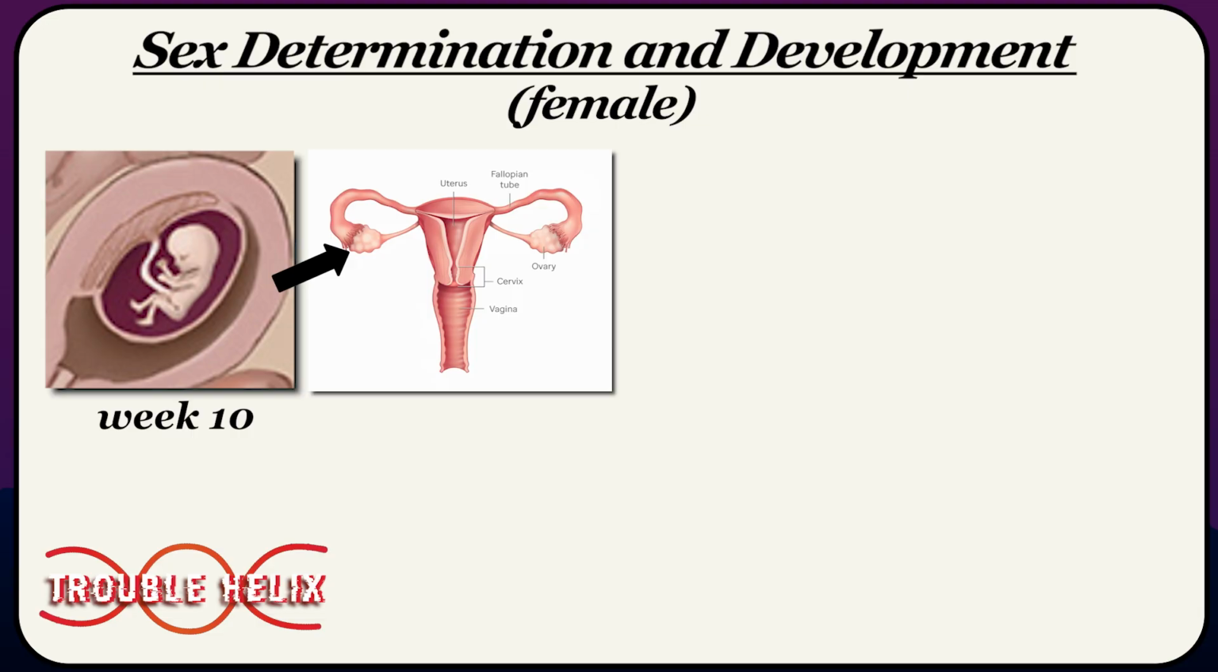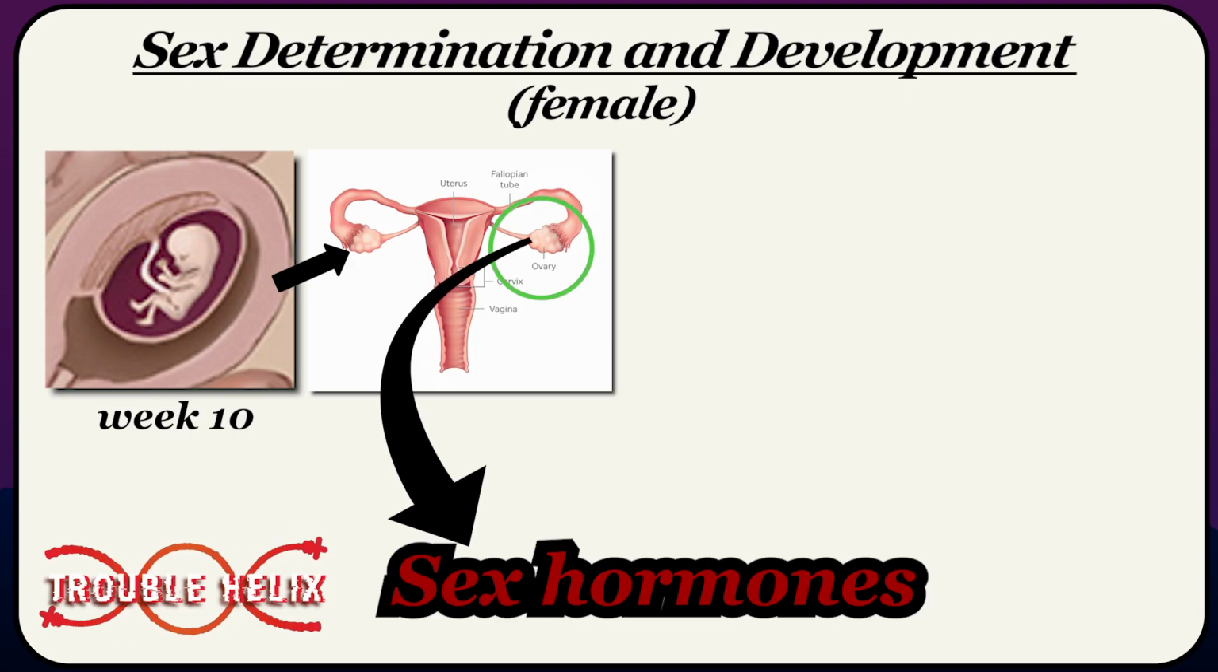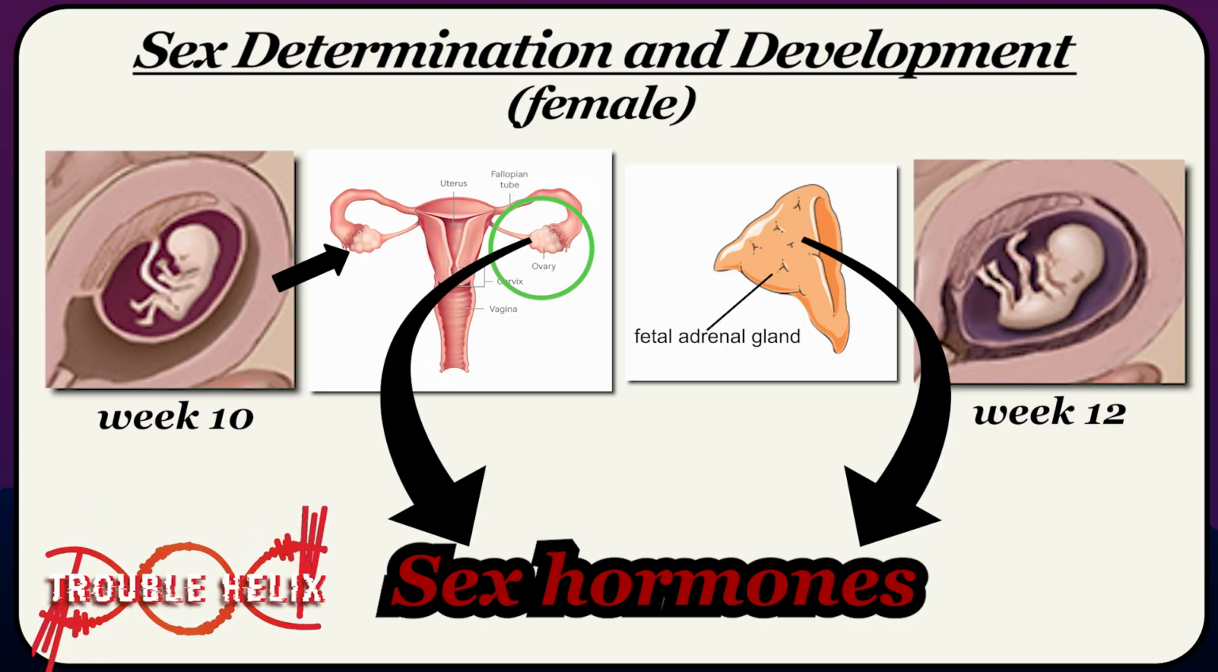By this point, circulating fetal androgens and estrogens have all come from the cells of their respective gonads. It isn't until week 12 that the fetal adrenal glands can contribute to steroid hormone production, so an XX individual will have already developed their internal reproductive structures: ovaries, oviducts, and a uterus.